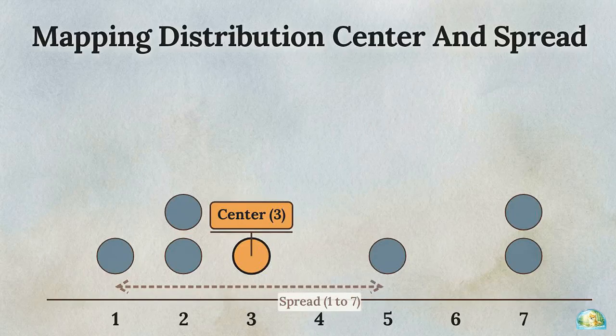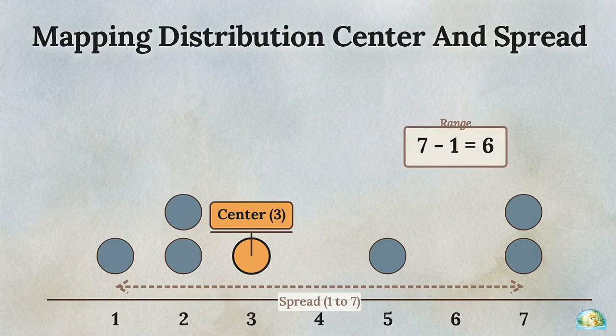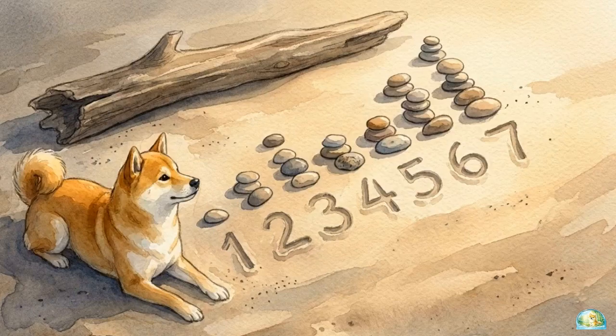However, we can also calculate a single value to represent this distance. This equation on the driftwood shows the range. By subtracting the minimum value of 1 from the maximum value of 7, we find a range of 6 books. Converting raw lists into spatial arrangements allows us to accurately calculate range and locate the true center of data.